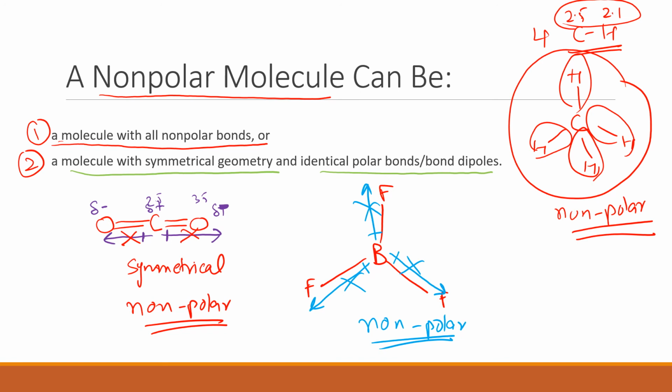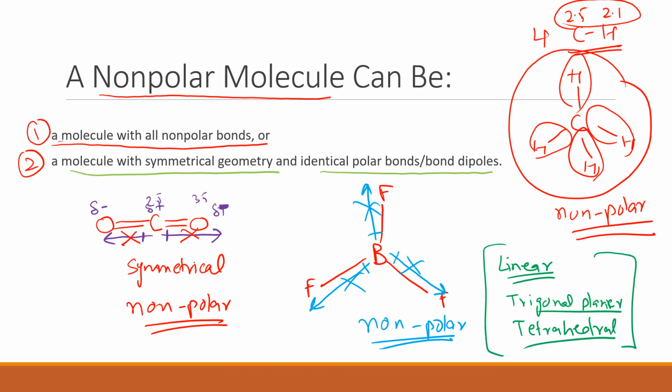If your molecule does have polar bonds, then you need to look at the geometry. Three geometries are symmetrical and those geometries are linear. In linear, dipoles will cancel. Second is trigonal planar, and third is tetrahedral. If any of these three geometries are there and your molecule does have identical polar bonds, those polar bonds will cancel each other out and your molecule will again become non-polar.